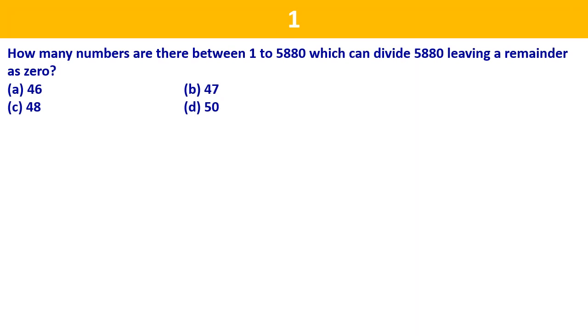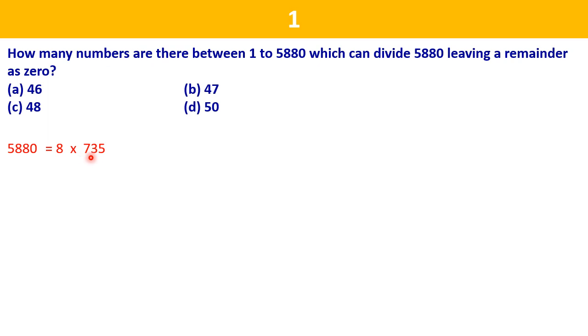Let us understand problem number 1. How many numbers are there between 1 to 5880 which can divide 5880 leaving a remainder as 0? So here we need to determine the count of factors of 5880. So 5880 seems to be an even number, so obviously divisible by 2. The last 2 digits 80 are divisible by 4, and if we consider the last 3 digits, they seem to be divisible by 8. So we can divide the number 5880 by 8. So we get 8 into 735.